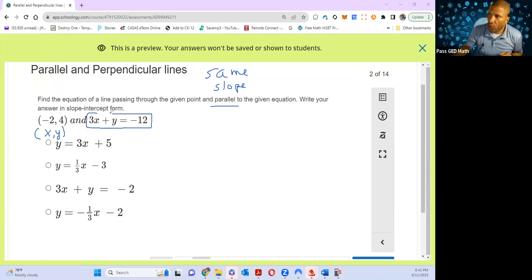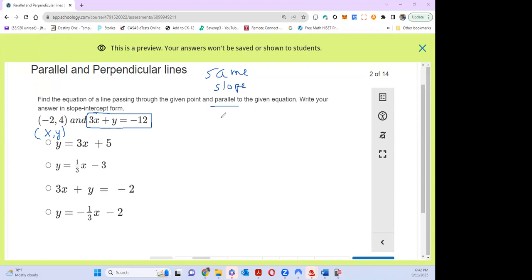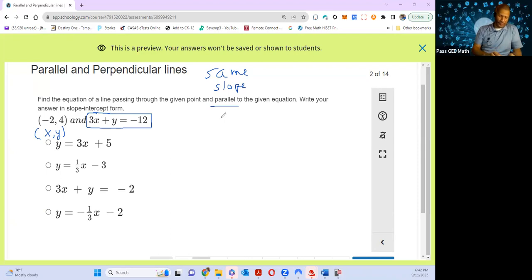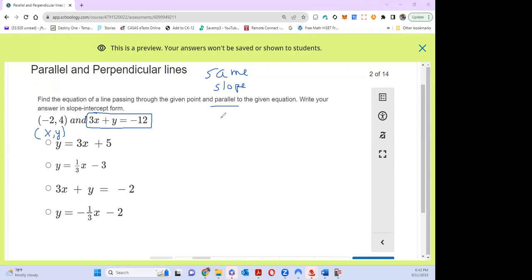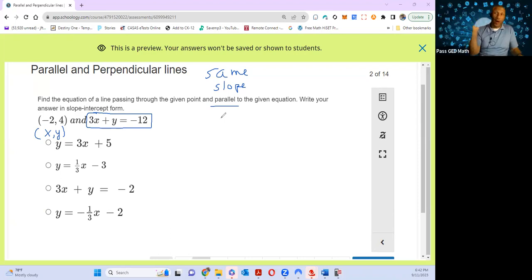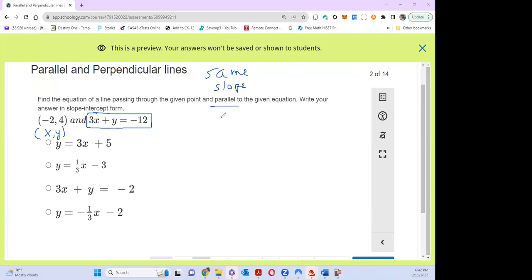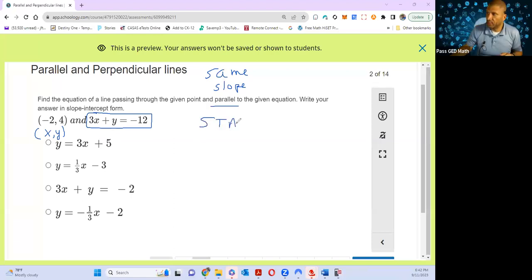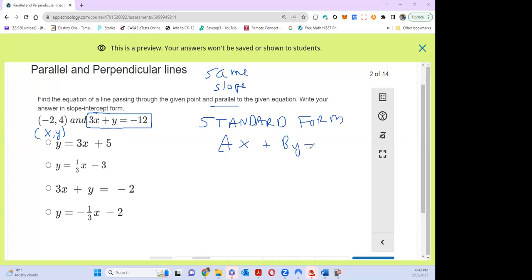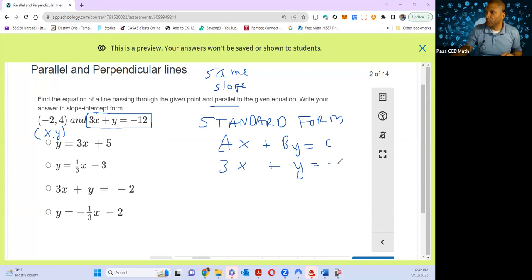Is this standard form or slope-intercept form? When you see slope-intercept form, what does the equation need to start with? Y equals. Does this formula start with y equals? No, it's standard form. Standard form is ax plus by equals c. So 3x plus y equals -12.